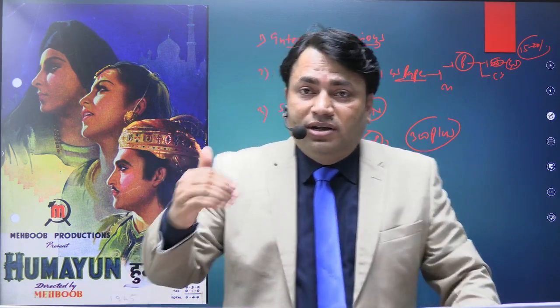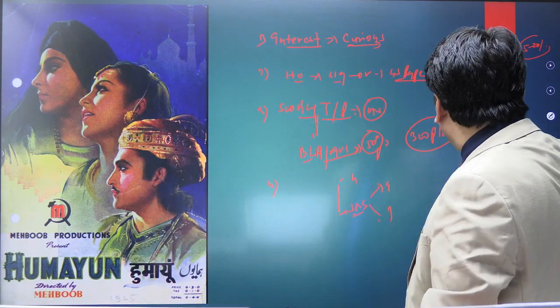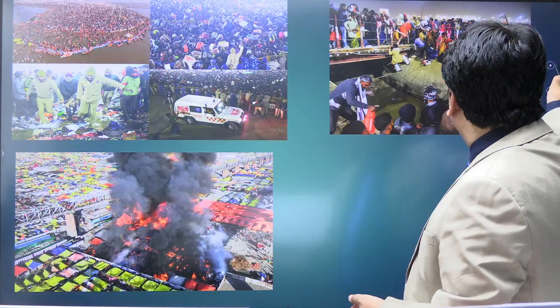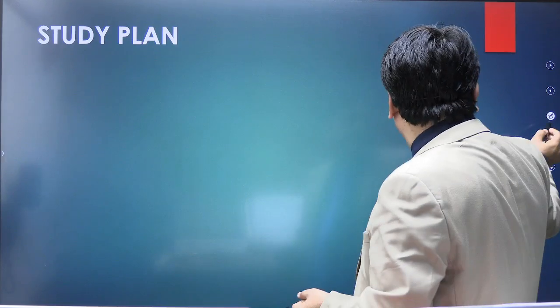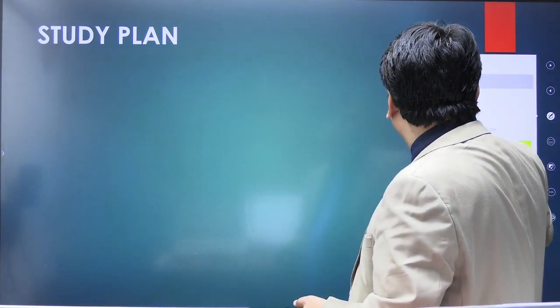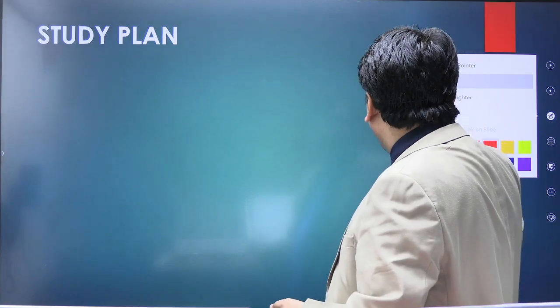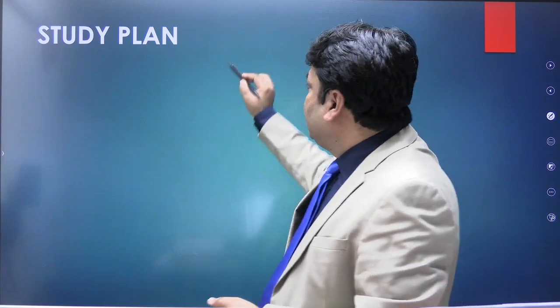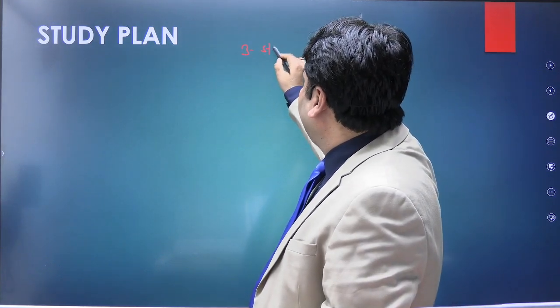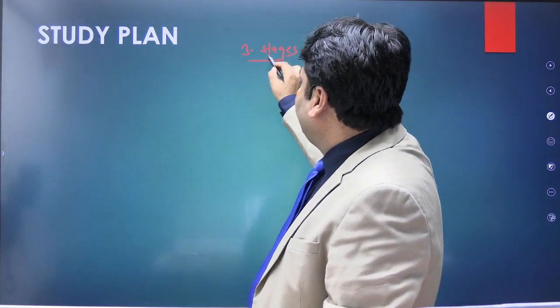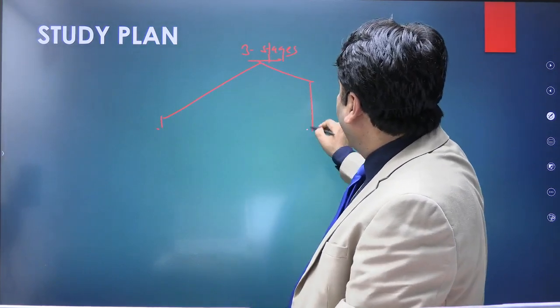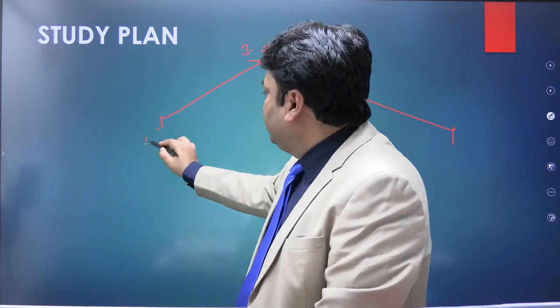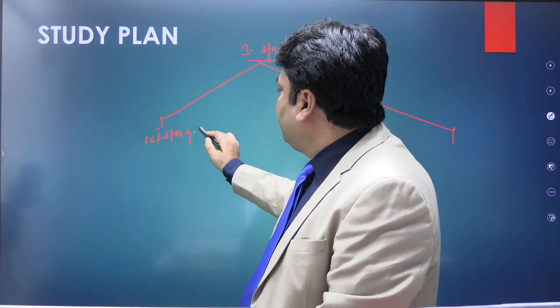And now what we have started in my optional program, okay, what I have done, study plan. If you divide your study plan of any optional in a scientific manner, the task will become easier for you. For example, the study plan which I have designed for my optional students has 3 stages. Okay, so the first stage is the foundational stage.